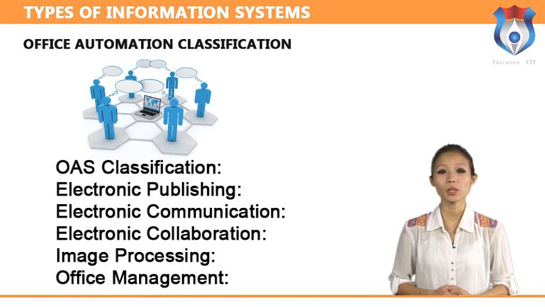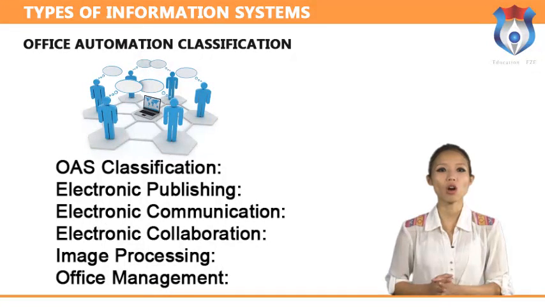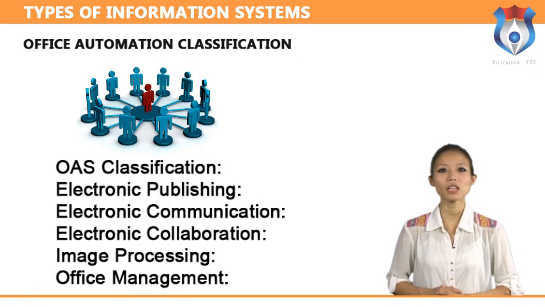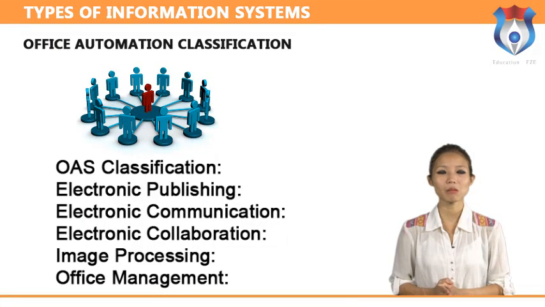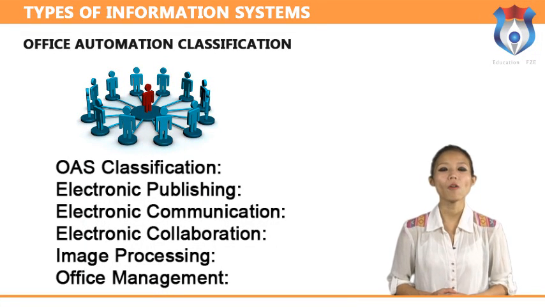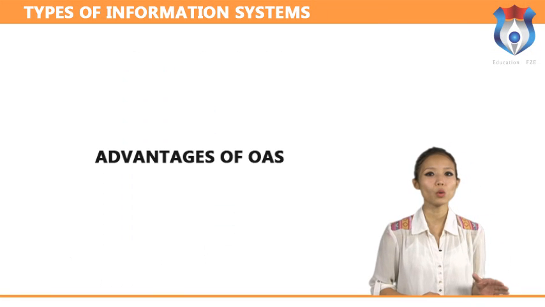Electronic collaboration is possible through electronic meeting and collaborative work systems and teleconferencing. Image processing includes electronic document management, presentation graphics and multimedia systems. Office management systems include electronic office accessories, electronic scheduling and task management. Advantages of OAS.